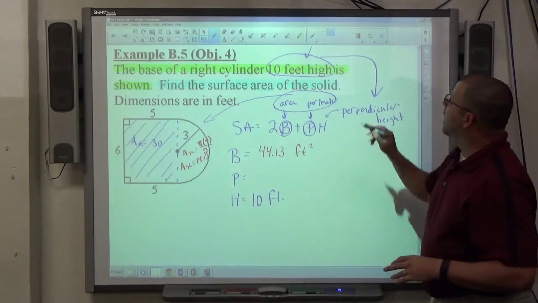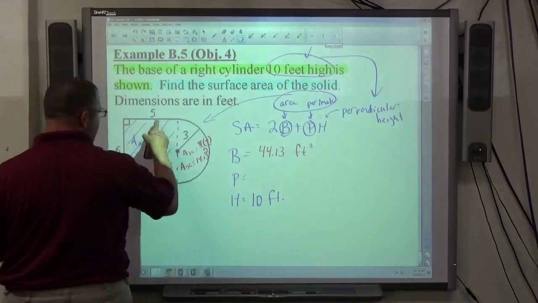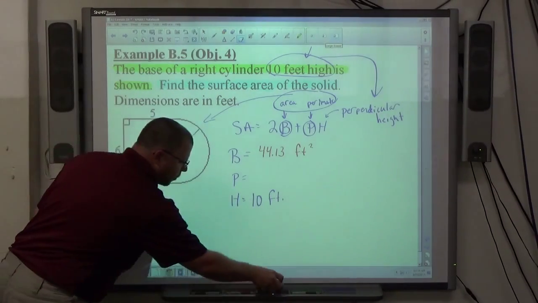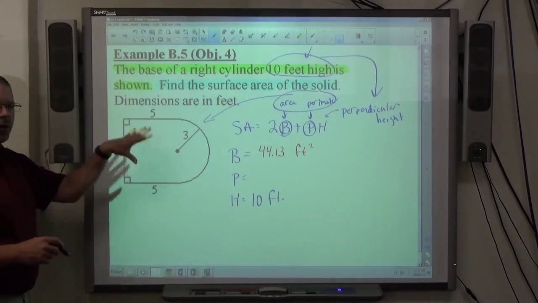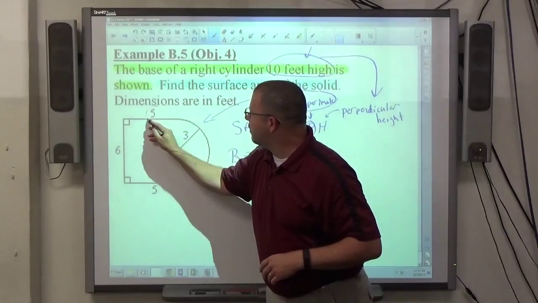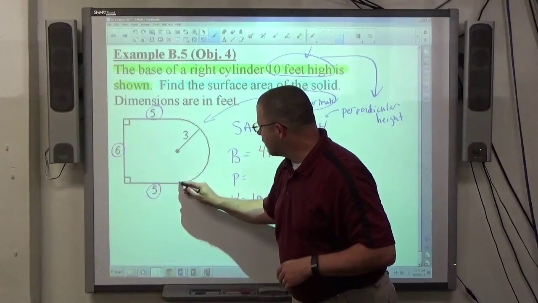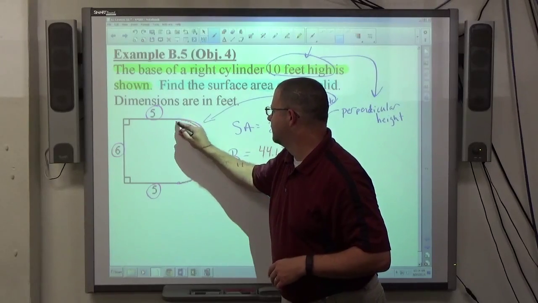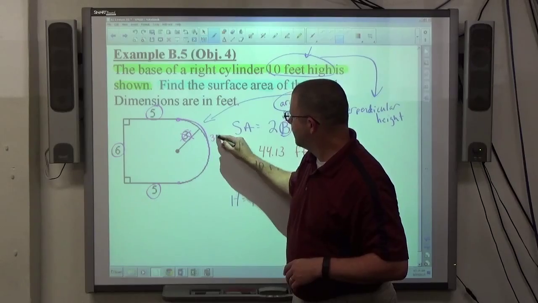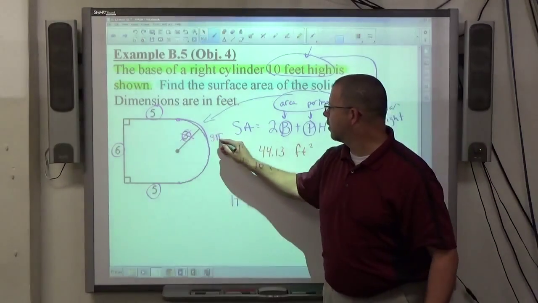Now the other thing we have to find is perimeter, and this gets back to what Braden's concern was just a minute ago: what's the perimeter of this thing? And perimeter is how far around it is. So if we need to find the length of all the sides, the length of this side is 5, the length of this side is 6, the length of this side is 5, the length of this side is the radius times pi. Okay, so 3.14 times 3, which is 9.42.